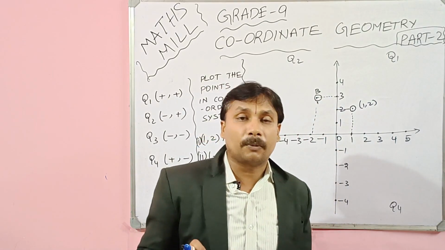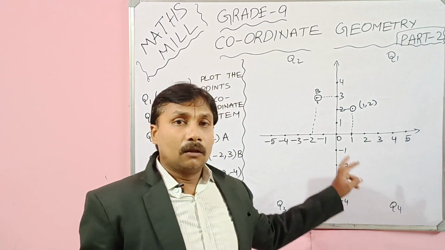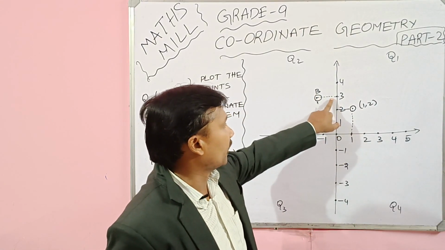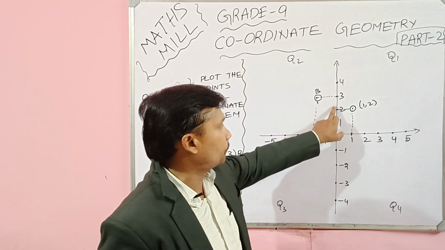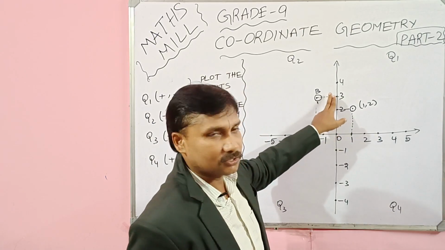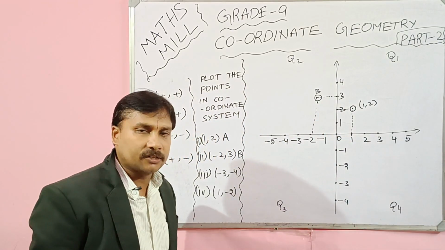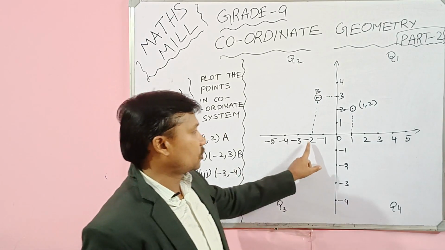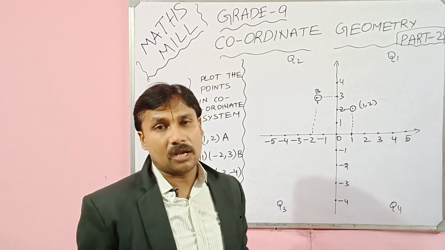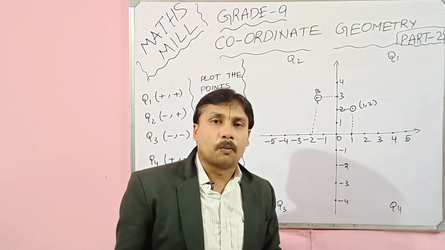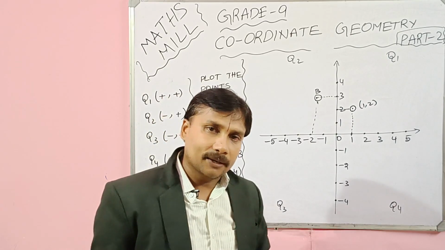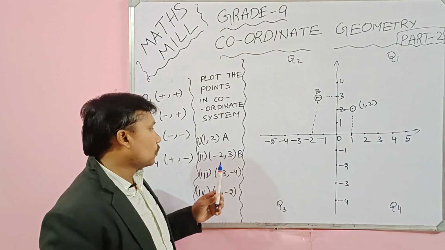Here we have to learn one more point: the x coordinate is the distance from the y-axis, and the y coordinate is the distance from the x-axis. Hope you understood. Always remember that point. Here also for minus 2, when it comes to distance we take 2 units only. Distance is always a positive number. Is it clear? Okay, now we can move on.